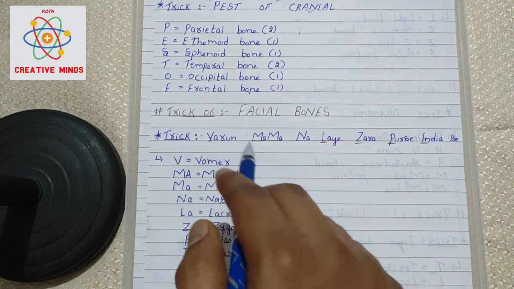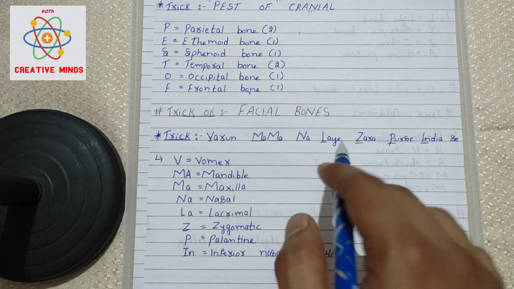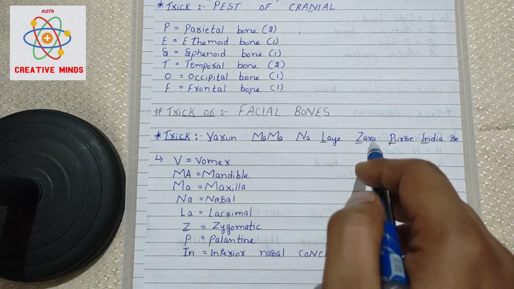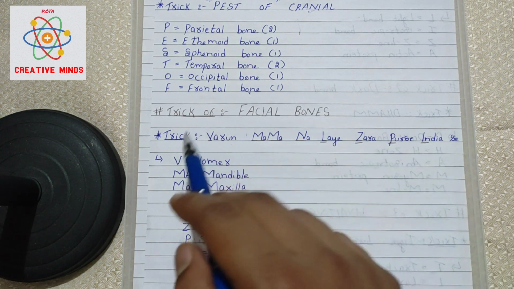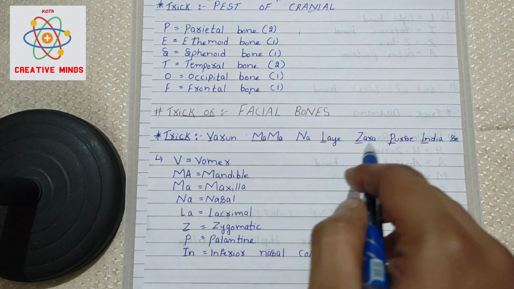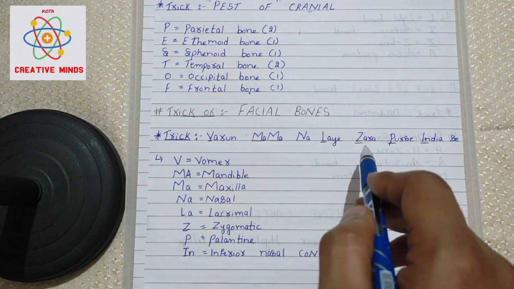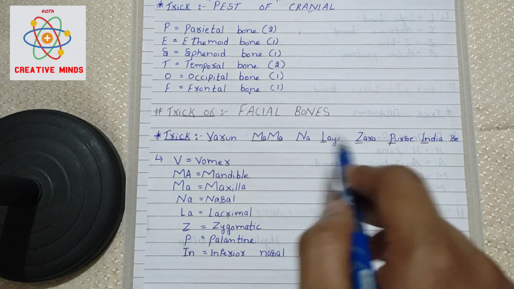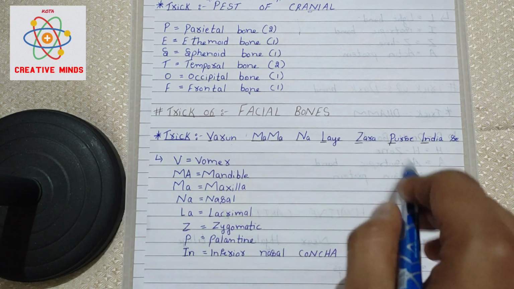So our trick is वरुण मामा ना लाए ज़ारा पर्स इंडिया से. वरुण मामा क्या नहीं लाए? ज़ारा पर्स. कहाँ से? इंडिया से. You might be knowing this, right? Very famous brand Zara. Zara is a very famous brand. वरुण मामा ना लाए ज़ारा पर्स इंडिया से.